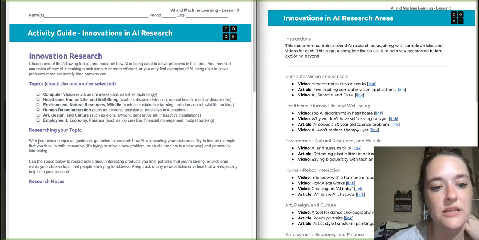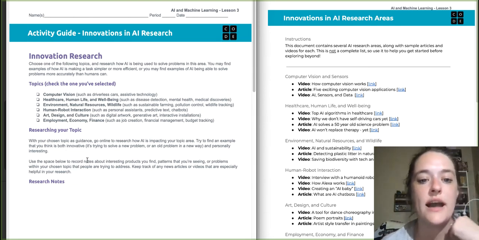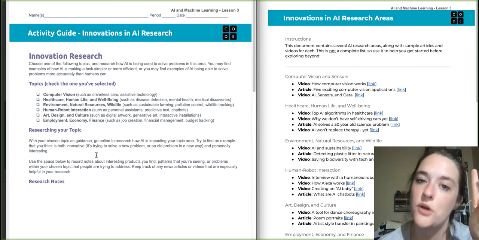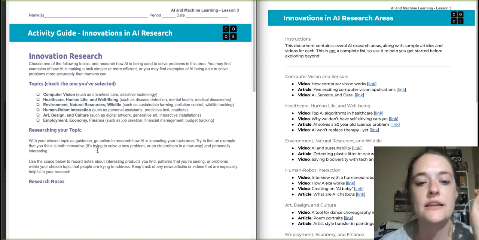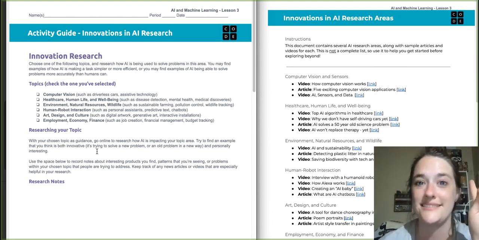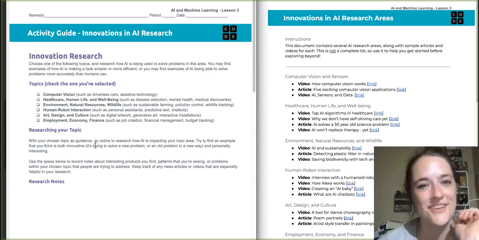With your chosen topic as guidance, go online to research how AI is impacting your topic area. Try to find an example that you think is both innovative, it's trying to solve a new problem, or an old problem in a new way, and personally interesting. All right, so if you think the topic is boring, do not choose it, okay? You need to keep researching until you find one that you find interesting.